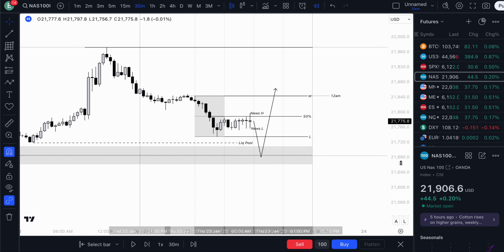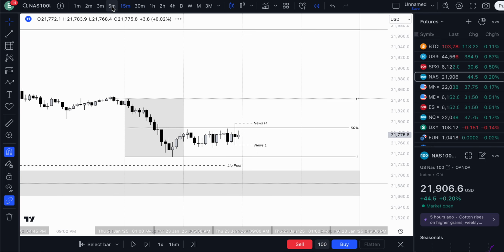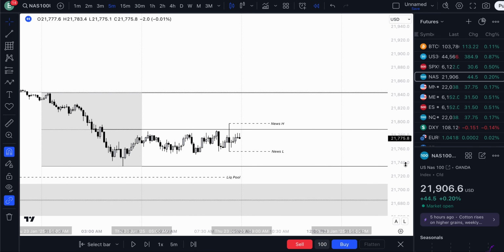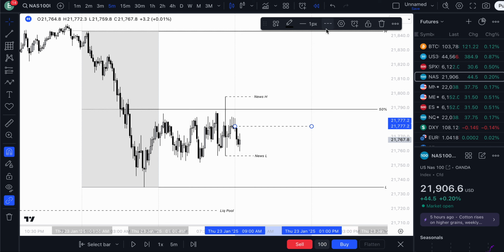Unfortunately, this did not play out. The bias was correct, but we'll get into that. So let's see what happens. That was the stage set for the plan today. 9 a.m. opens up right here.